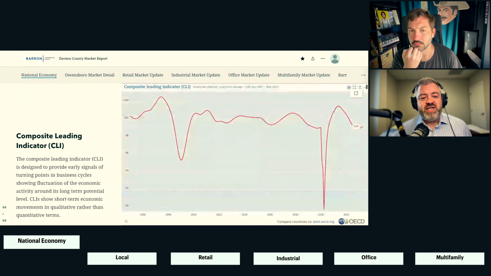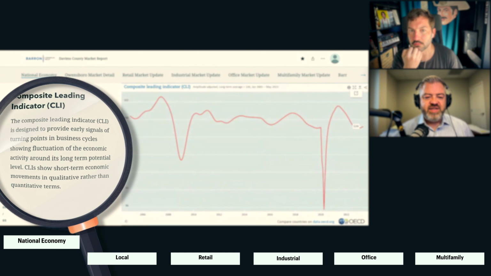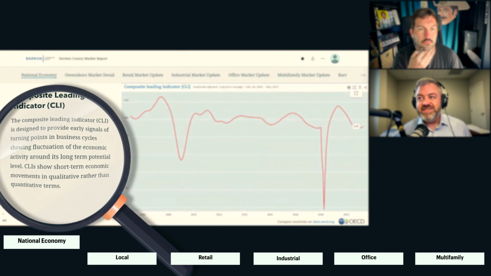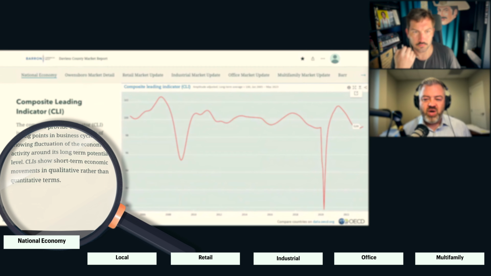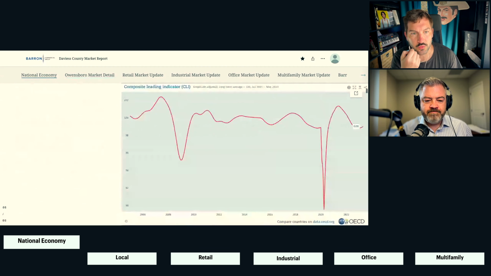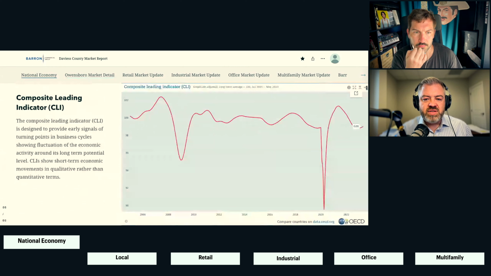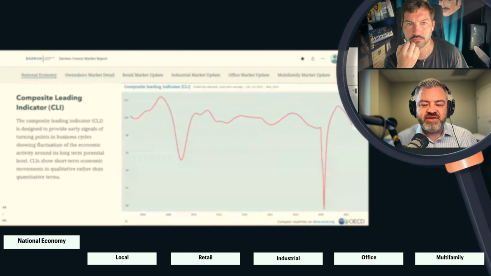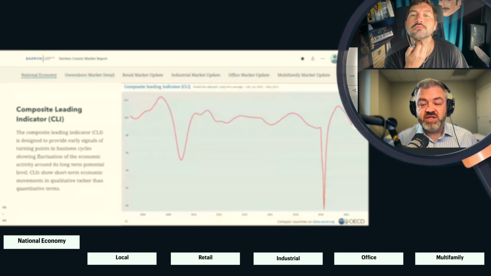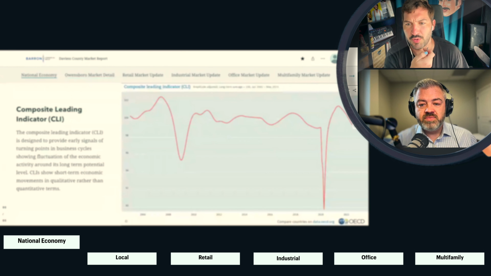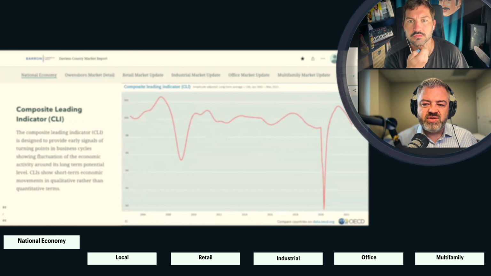This is the composite leading indicator, and it's designed to provide early signals of turning points in the business cycles, and it is qualitative instead of quantitative. That would be quality versus quantity kind of thing? Yeah, so this is how do people feel about how things are going, as opposed to what do the numbers tell us? And so what is this, polling? I'm not sure how they do this. We got to get Casey back in here.